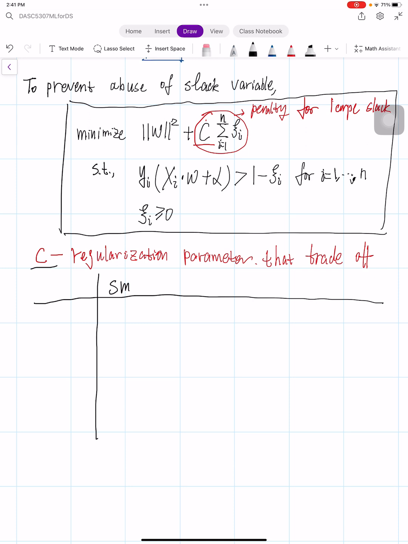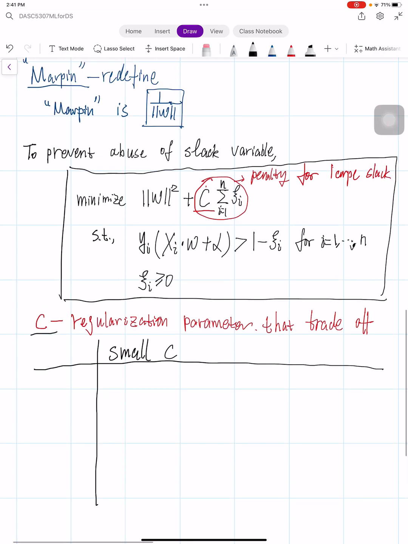If we have a small C, it means a small cost, a small penalty for large slack. So we will have big margins. We will have the maximum margin, 1 over W.